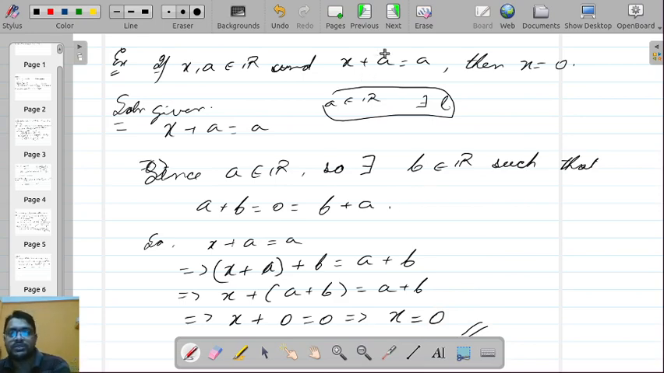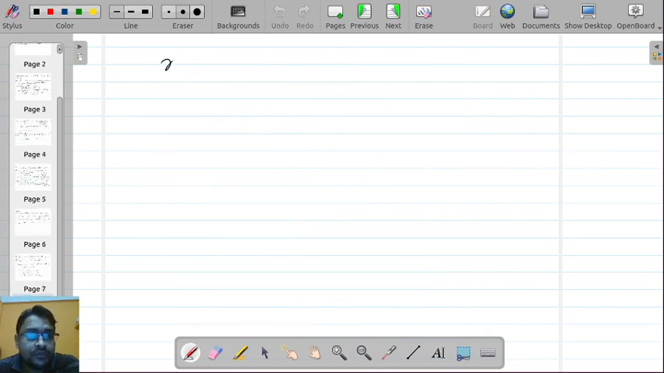Okay, so this is also actually the uniqueness of additive identity. So if there is an element which when added to any other element A gives us the element A itself, then that element has to be equal to 0. Okay, so this is another way of saying that additive identity is unique. Of course, you can do it this way also, given that x plus A equal to A.